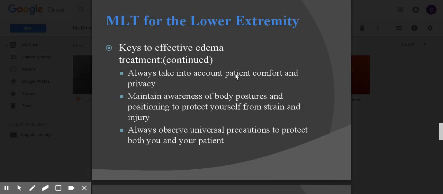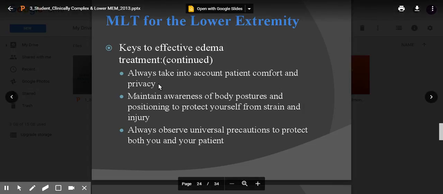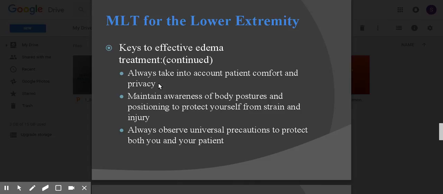Certainly always take into account patient comfort as well as privacy. These techniques are going to be performed in areas of the body where patients may not be entirely comfortable with being touched, especially if you don't tell them what it is you are about and what it is you are doing.